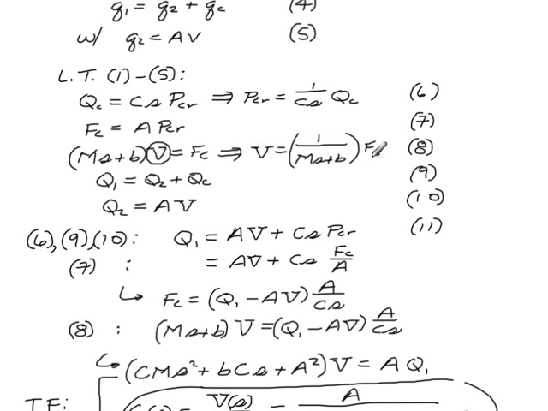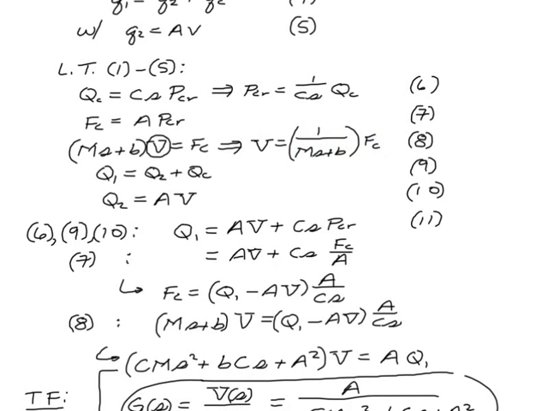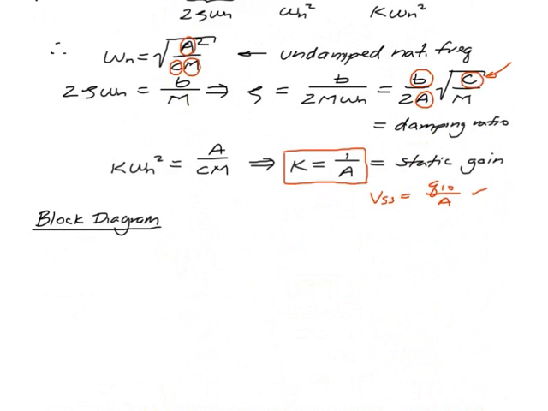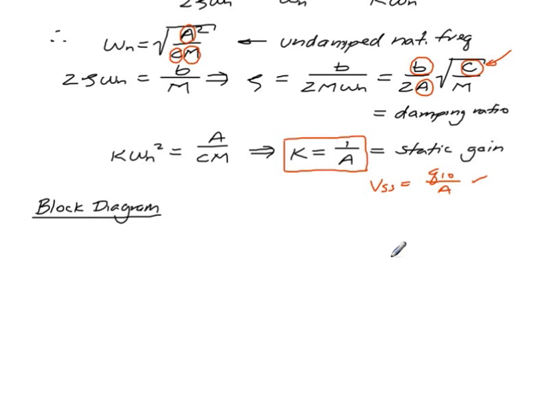So if I do that block first, and I'll start there on the right hand side, here is my block. I have 1 over ms plus B. The output is the speed of the piston. The input is a pressure force there of Fc. So this is equation 8. That's what that block represents.